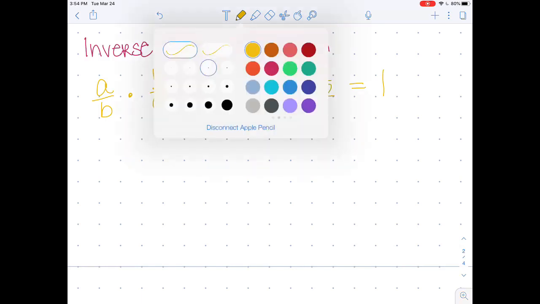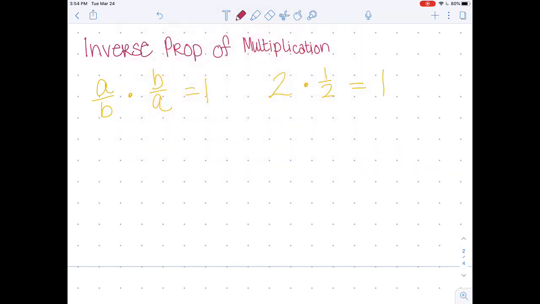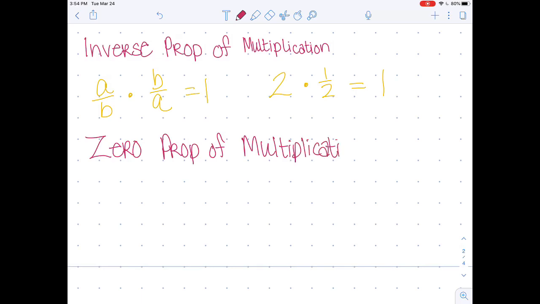There is one property that's not on here yet, and we kind of talked about it earlier. It is the 0 property of multiplication. What this says is if I have any number times 0, I'm going to get 0 for my answer. So our example would be 12 times 0 equals 0. And those are our properties of multiplication and addition.